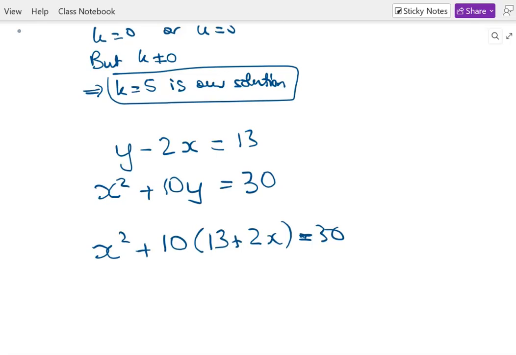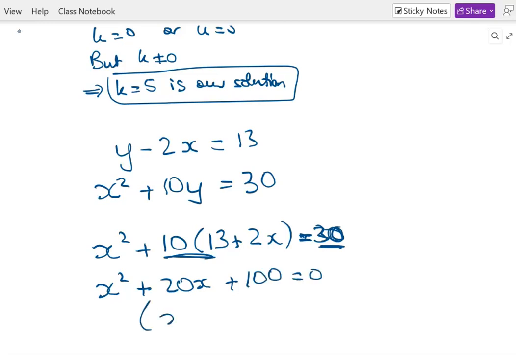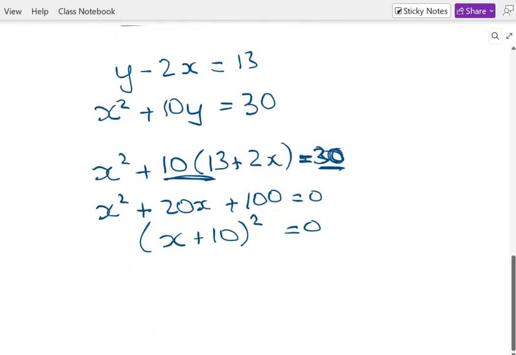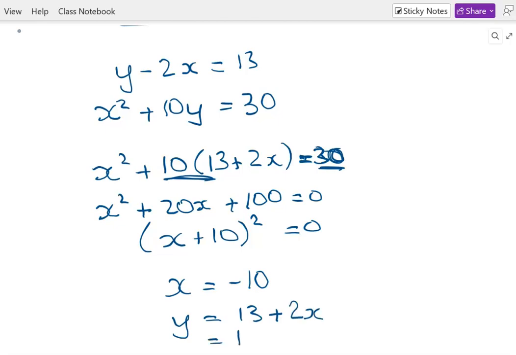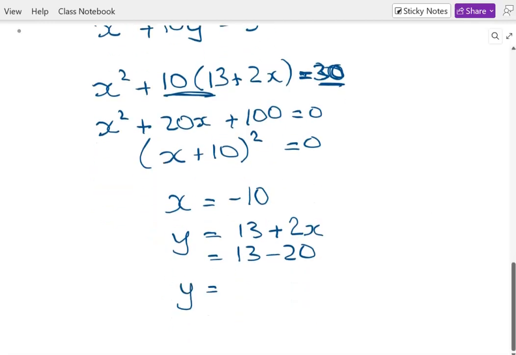Right, this is a little bit repetitive. We could have done that a slightly faster way. We get x squared plus 20x. I get 130 here, take away 30 here, so plus 100 equals 0. That gives me (x plus 10) squared is equal to 0, giving us an x coordinate of negative 10. And y was equal to 13 plus 2x, which is 13 minus 20. So y has to equal negative 7.